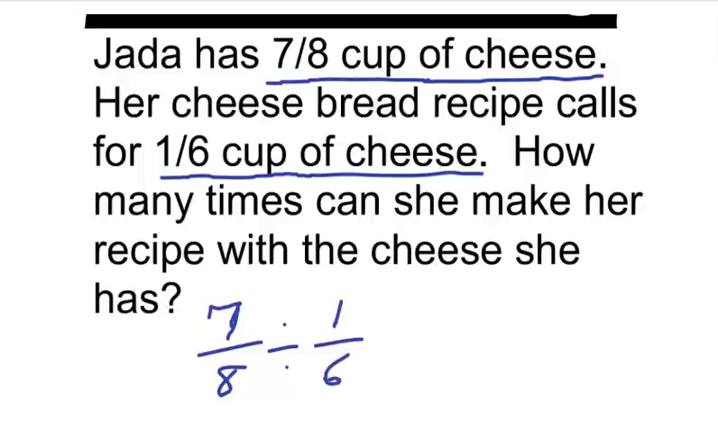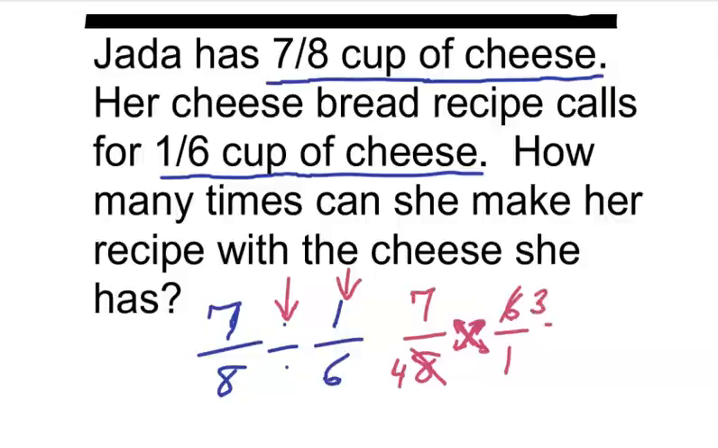Well, here we go again with our keep it, change, and flip it. We're going to keep the 7/8, change this division sign to a multiplication sign, and do the inverse of 1/6, which is 6/1. Can't really do anything as far as cross reducing across this way, but we can divide 8 and 6 by 2. So we'll divide 2 into 8 and get 4, and 2 into 6 and get 3. That'll save us some simplifying later.